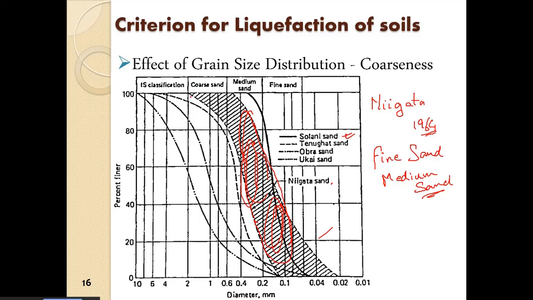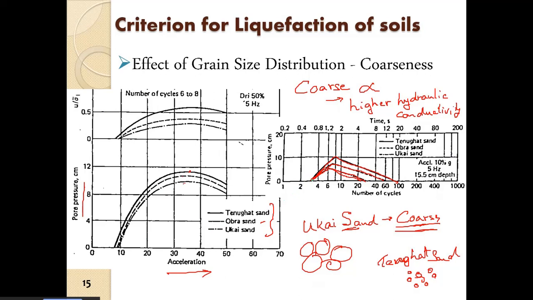But Niigata sand, you can see the main emphasis is on the Niigata sand here. So we have the Niigata sand here. So this is the plot. So it ranges from here to here. So obviously you can see the majority of the fraction of the soil is actually in the medium sand and the fine sand. All right, and Ukai sand, this is the Ukai sand. Right, so significantly coarse sand, and therefore whatever pore pressure was generated, quickly it got dissipated.